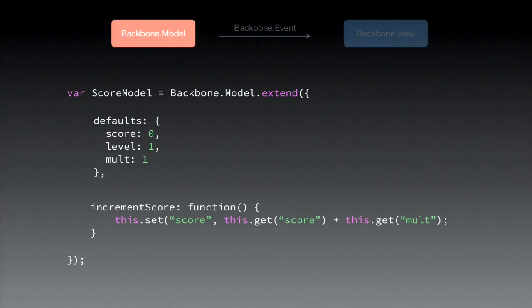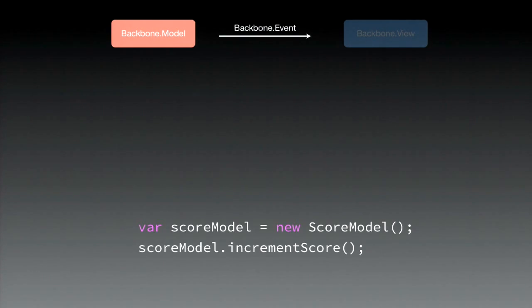And next, you can have arbitrary functions. In our case, let's say we want an increment score function. And we want that because our score is not just +1. We want to do +1 plus the multiplier for some reason, not times. And anytime you call increment score, it'll change that score value. So when you create a new score, you instantiate it. You can do new ScoreModel, and then call increment score on it.